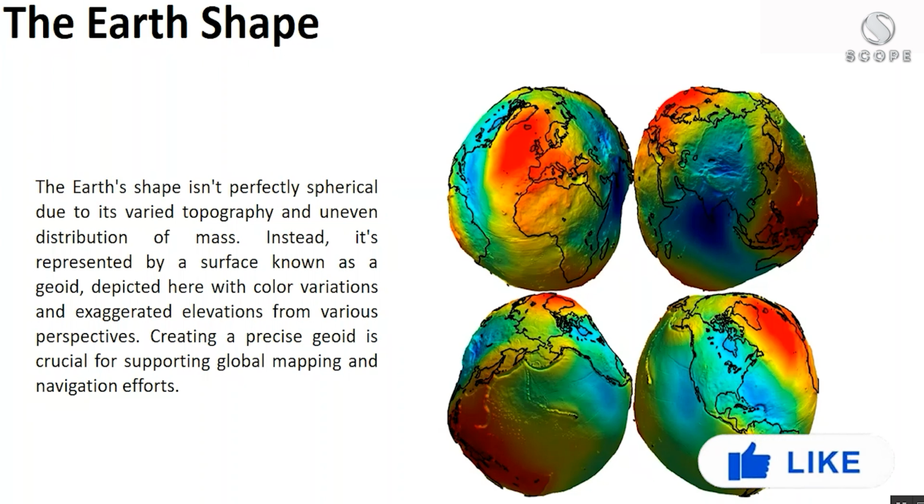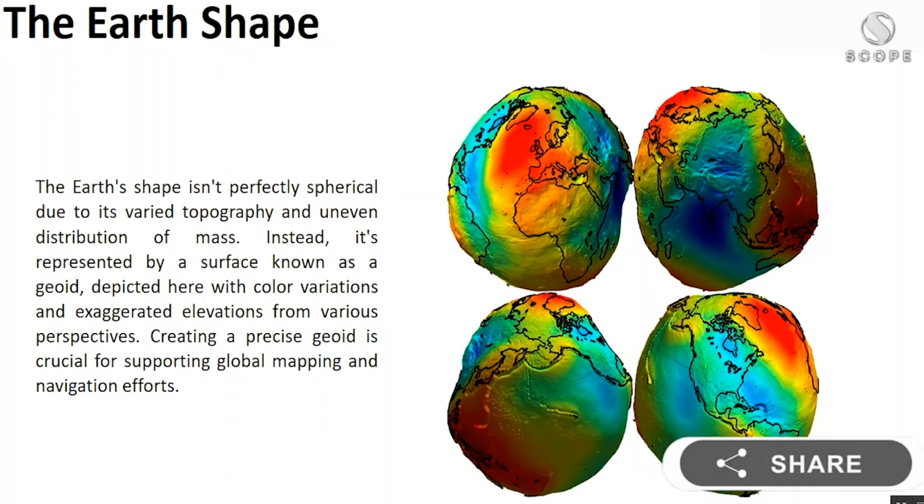Ever noticed those numbers on a plane altimeter? They tell you how high you are above sea level, which changes depending on where you are. So next time you are flying and checking the altimeter, remember it's not just a random number, it's all about how gravity and Earth's shape work together.